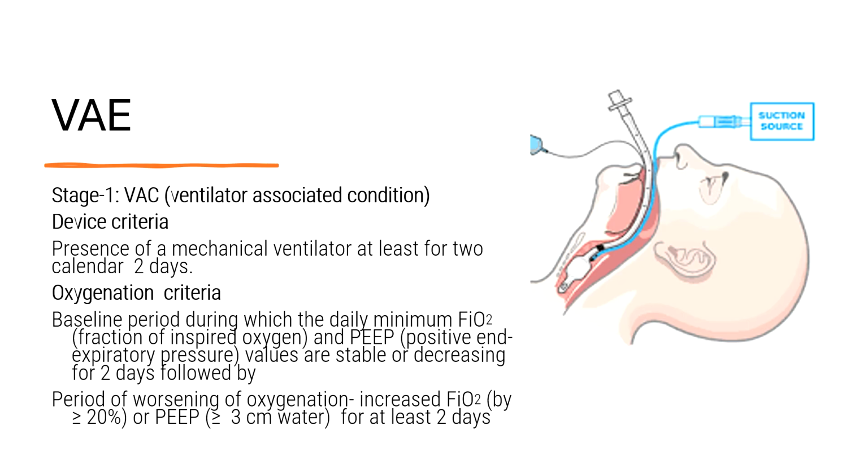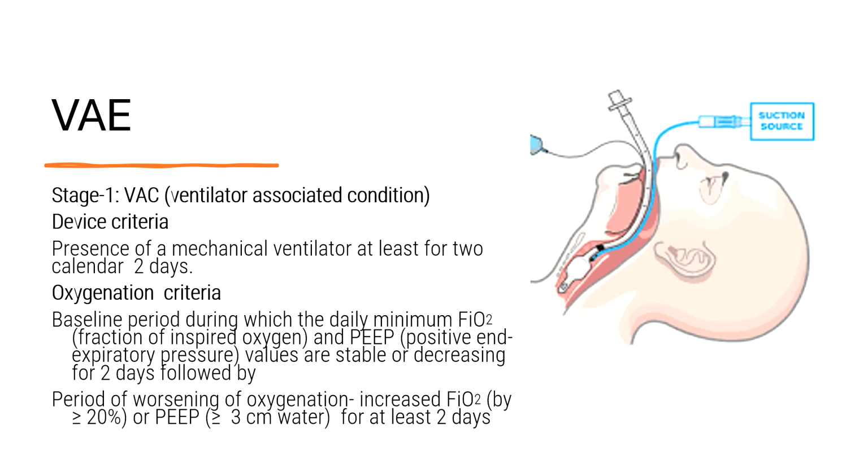Now we'll discuss ventilator associated event. Basically, first we'll assess stage 1, that is VAC, ventilator associated condition. Again, the device criteria, obviously 2 calendar days. Then in VAC, first you have to understand the oxygenation criteria because it is something called ventilator association.